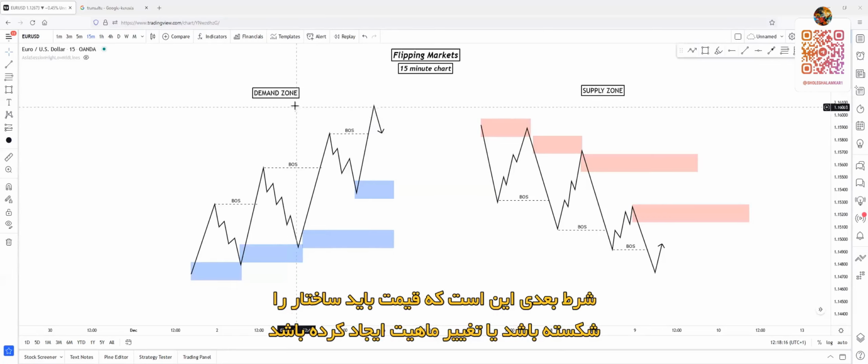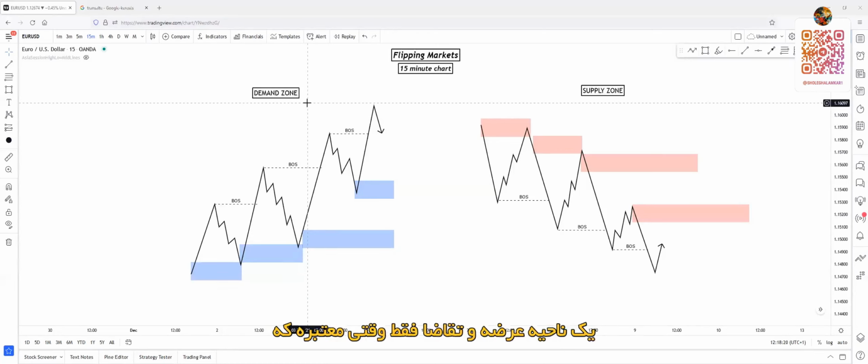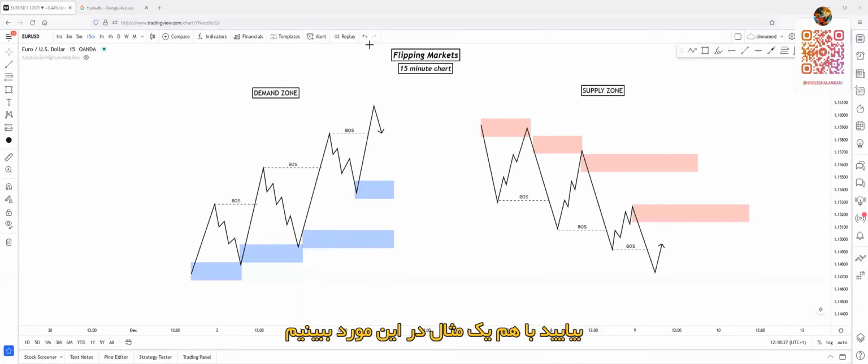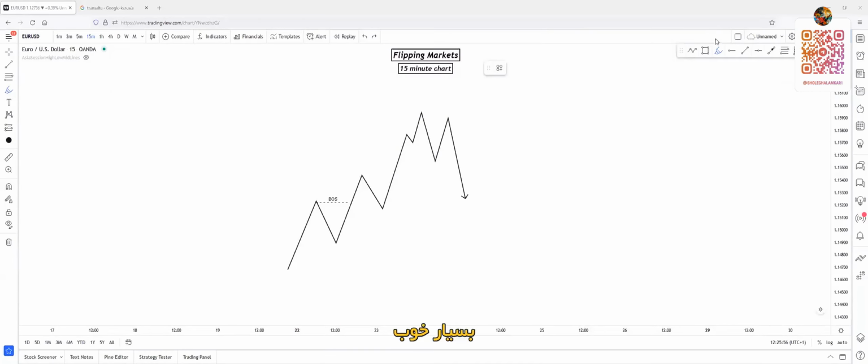Okay, the next criteria is it has to break structure or change character. A supply and demand zone will only be valid if it breaks structure or an opposite side zone. Let's see an example for this.